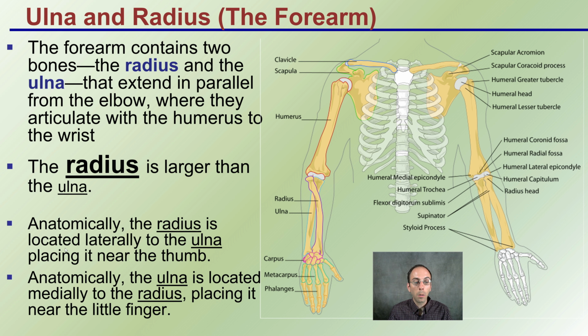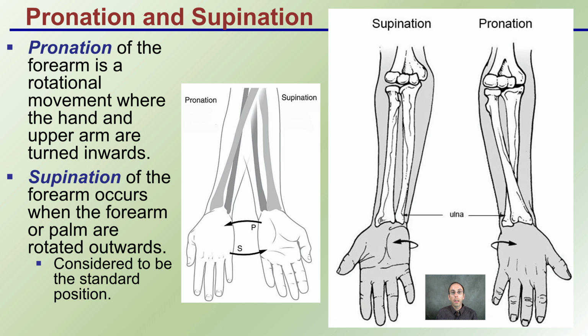Anatomically, the ulna is located medially to the radius, placing it near the little finger. Again, your radius would be closer to your thumb, and your ulna would be located closer to your pinky finger. So now looking at pronation and supination.